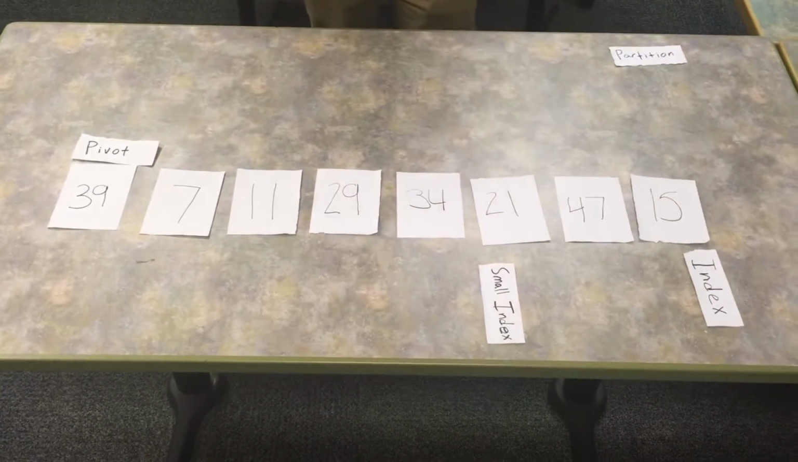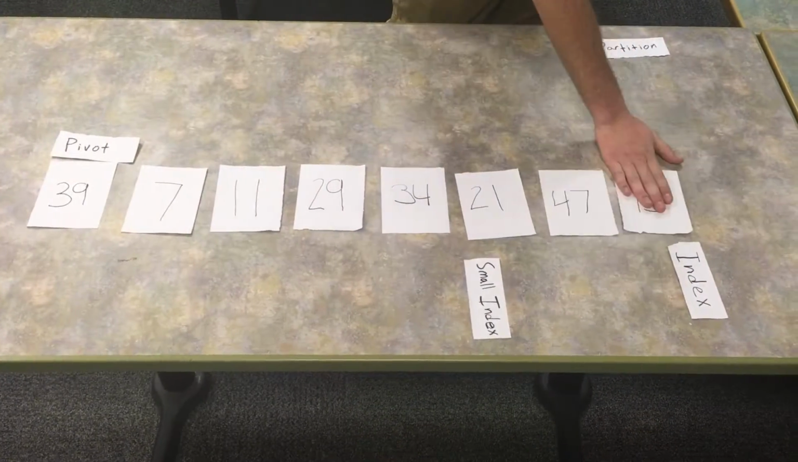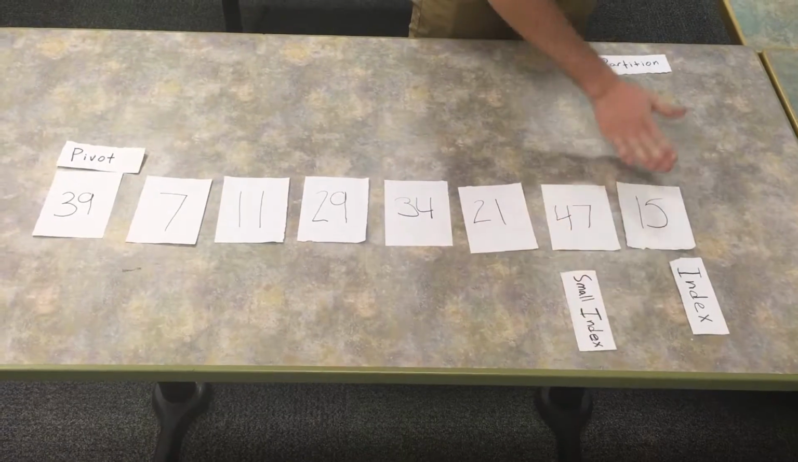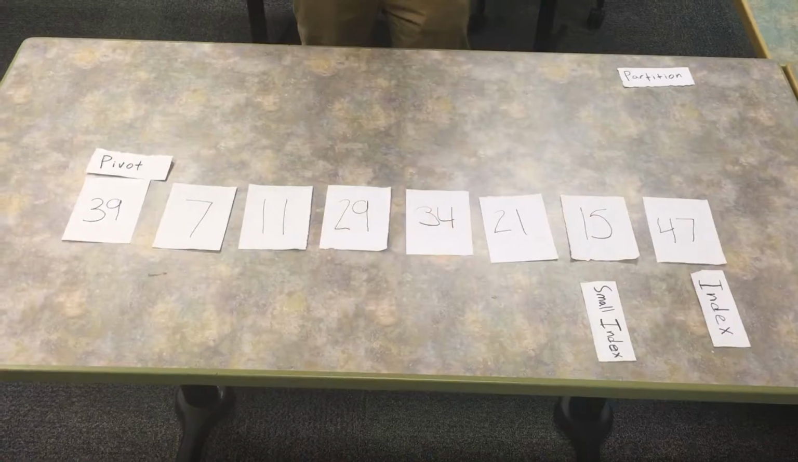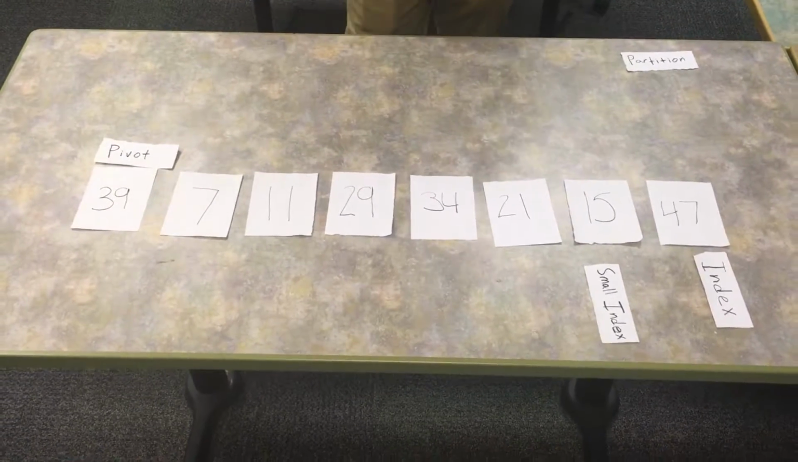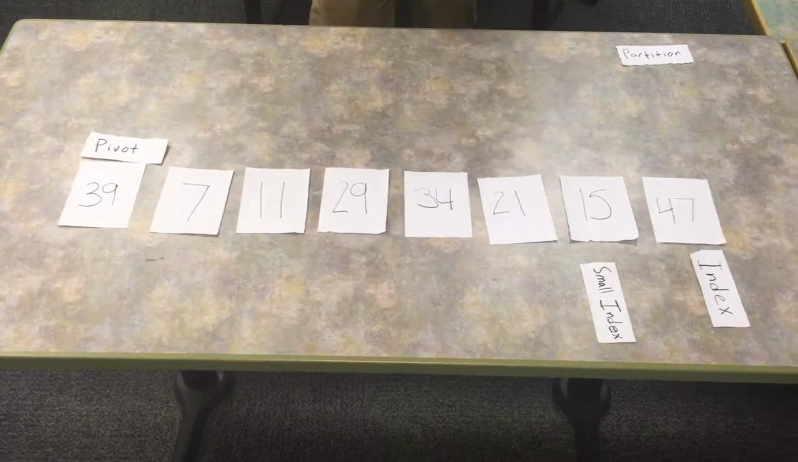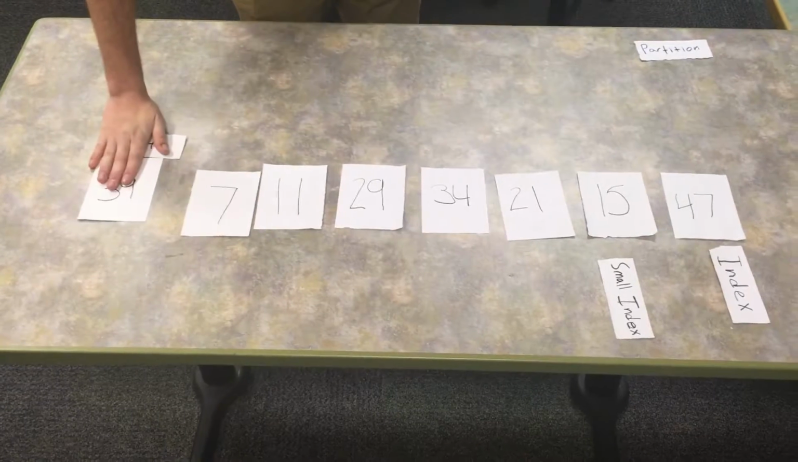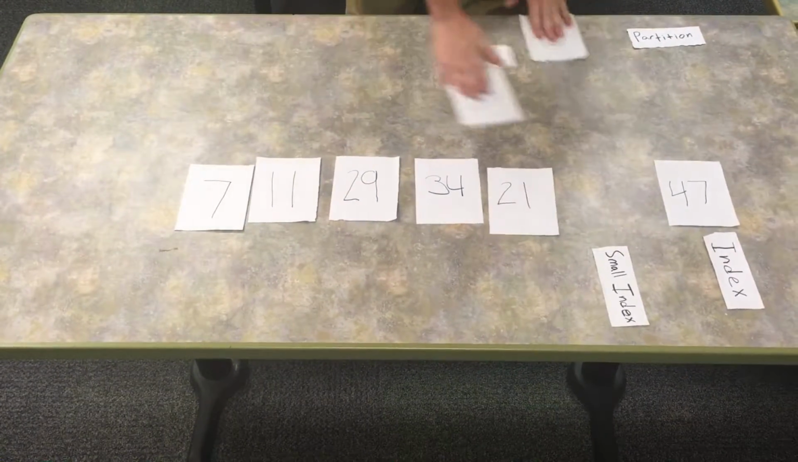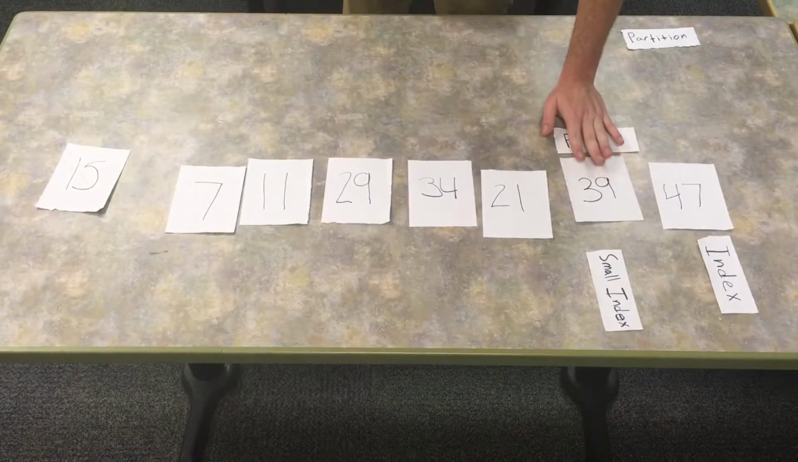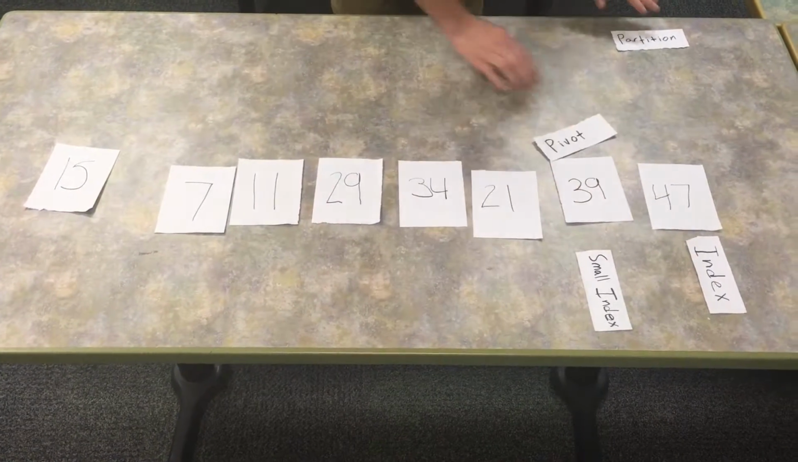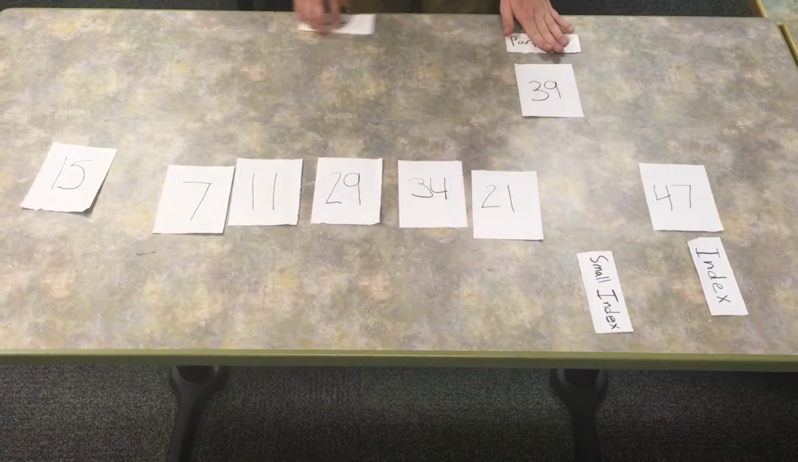Is 15 smaller than 39? Yes. So we increment our small index and switch these two. Alright. And we're about done there. So then once you get to the end of the list, you are going to switch your pivot with your small index. But now we know 39 is in the correct spot, so we can partition it from the rest of the list as it is sorted.